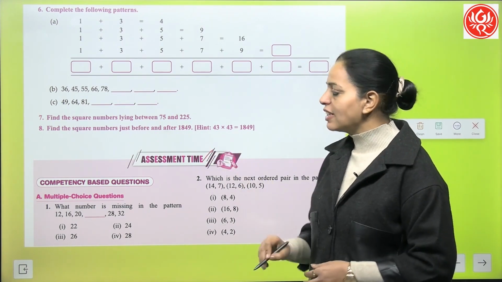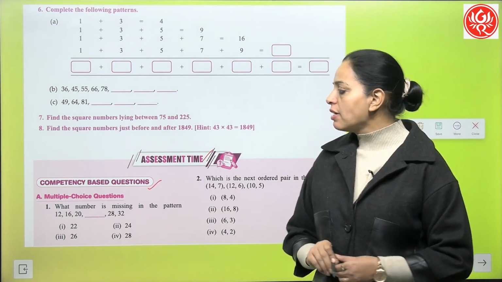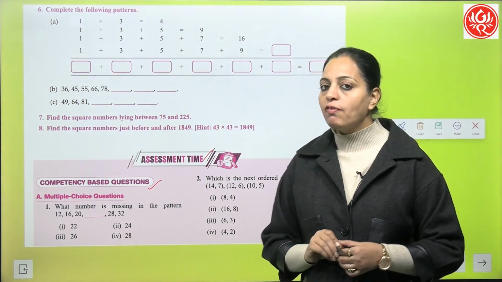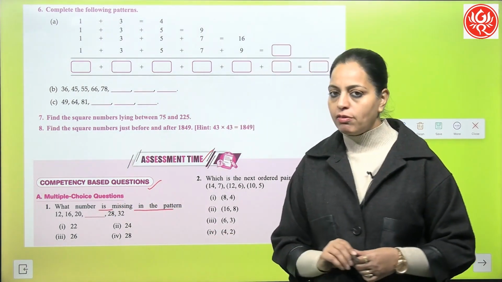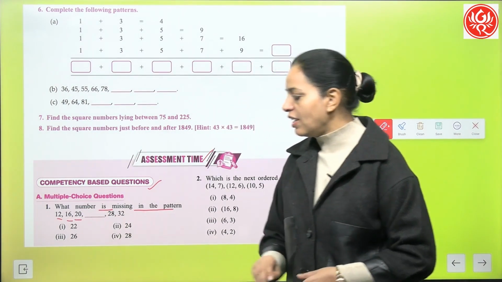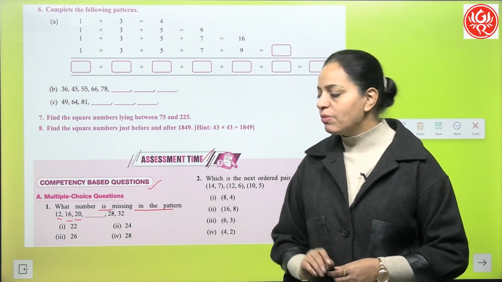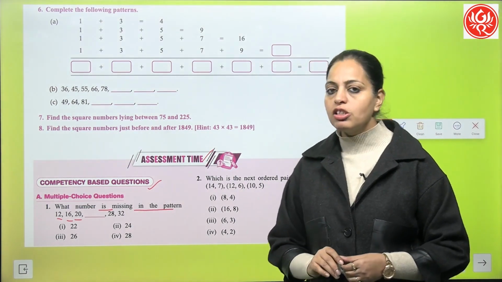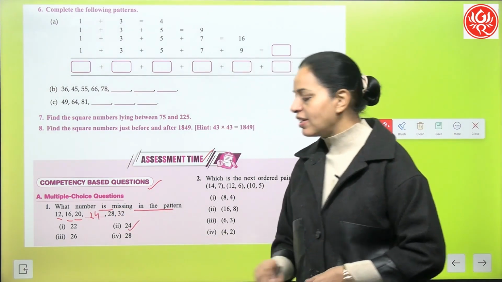Now this is the assessment time. Competency based question. A part, multiple choice question. The first one. What number is missing in the pattern? See, 12, 16, 20. So what is the relation? 12 plus 4, 16. 16 plus 4, 20. 20 plus 4, 24. Answer is 24.